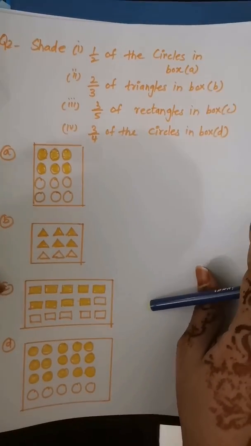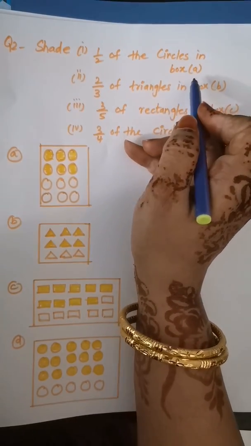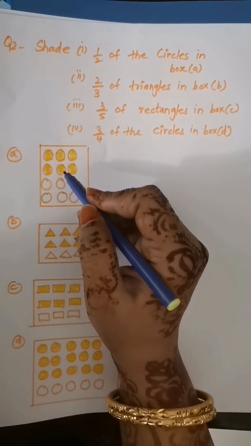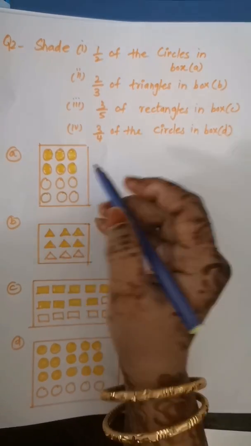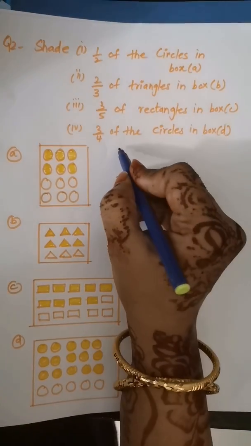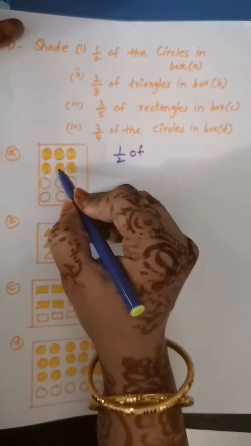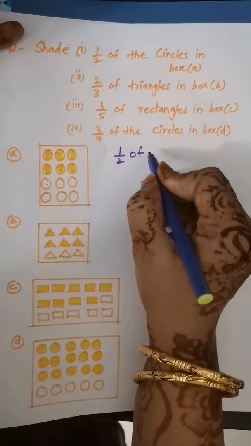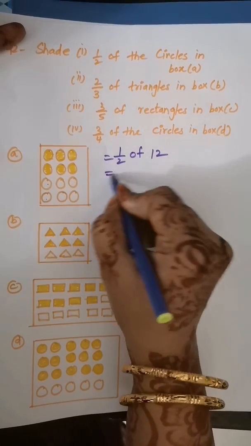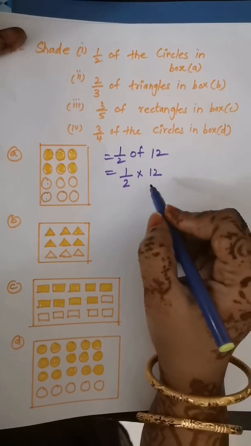Next, shade the following. Here you have to shade the balls, children. Now see, half of the circle in the box. Of means multiplication. Now here half of the circle in the box means how you will perform the calculation is half of, how many balls are there? 1, 2, 3, 4, 5, 6, 7, 8, 9, 10, 11, 12. Half of 12. Of means multiplication. Remember, half into 12. Now how you will work out?